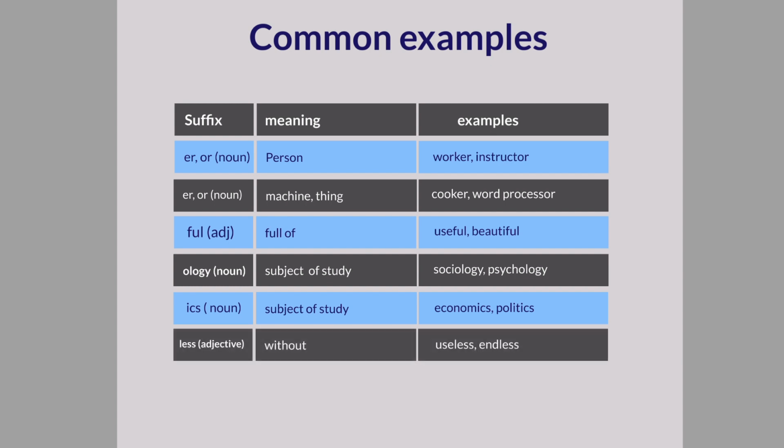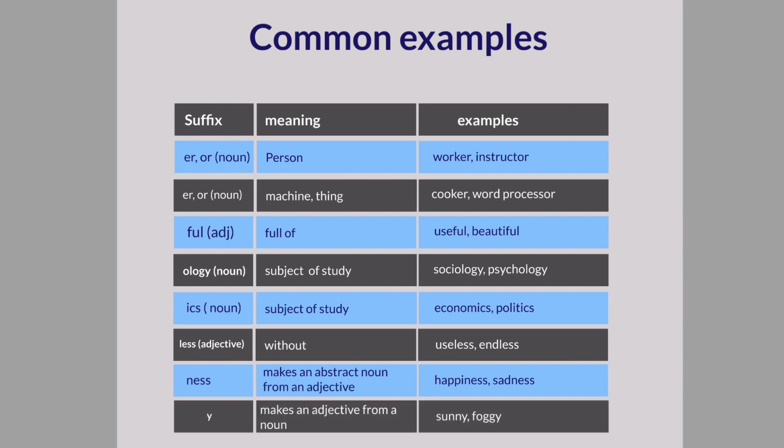The suffix less is used to make adjectives, and it means without. It is the opposite of full. For example, useless and endless. The suffix ness makes an abstract noun from an adjective. For example, happiness and sadness. The suffix y makes an adjective from a noun. For example, sunny and foggy.